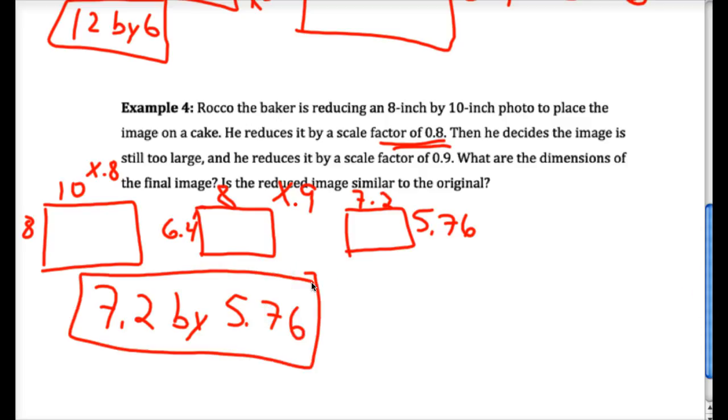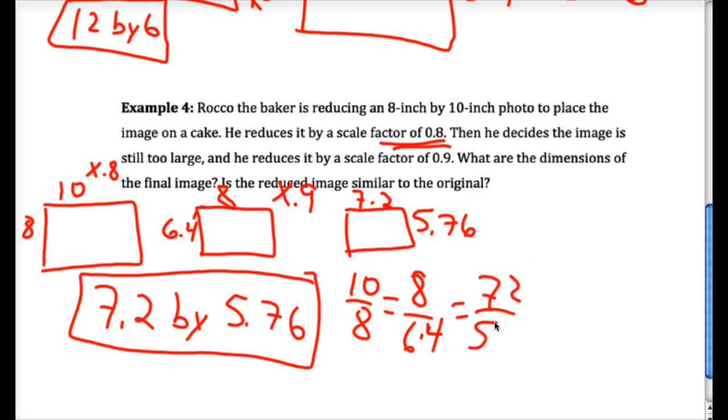Okay. And are they similar? Yes. Here we have 10 over 8. Does that equal 8 over 6.4? And then does that equal 7.2 over 5.76? Another way you guys can do this is you can just divide all three of them and see if you get the same decimal number. Divide 10 by 8, 8 by 6.4, 7.2 by 5.76. You would always get the same number.